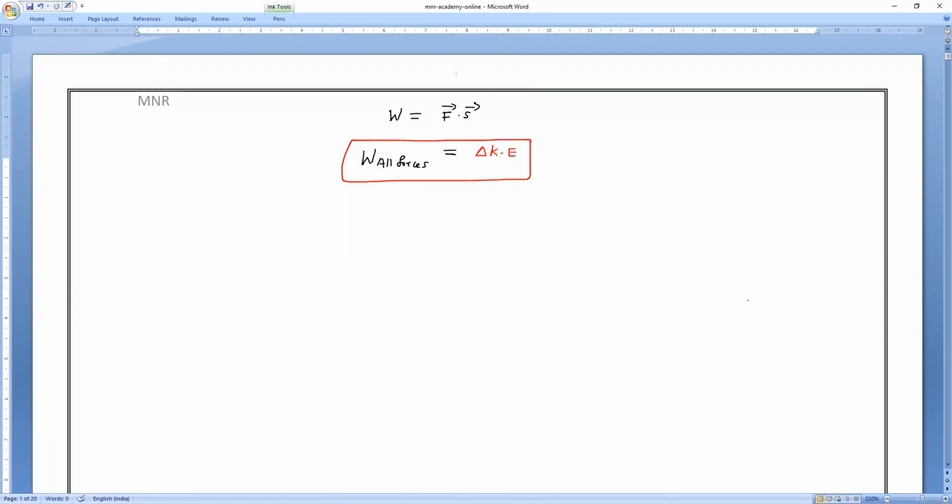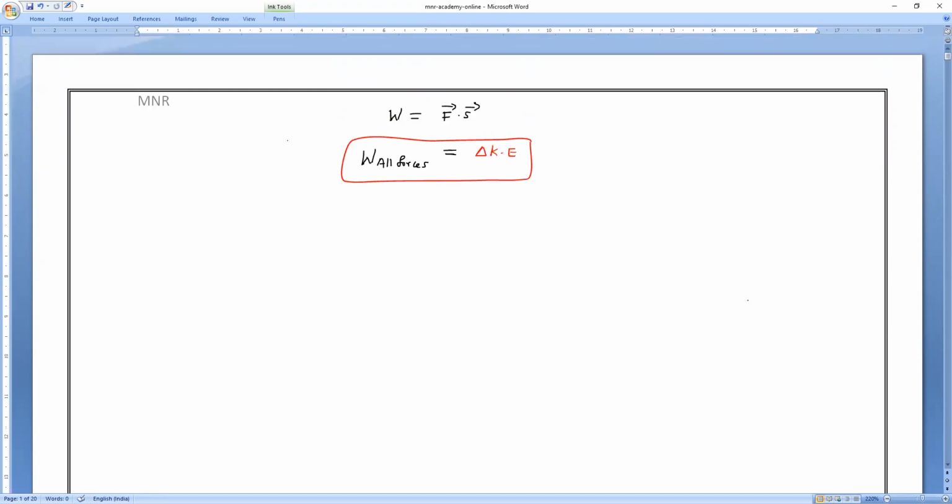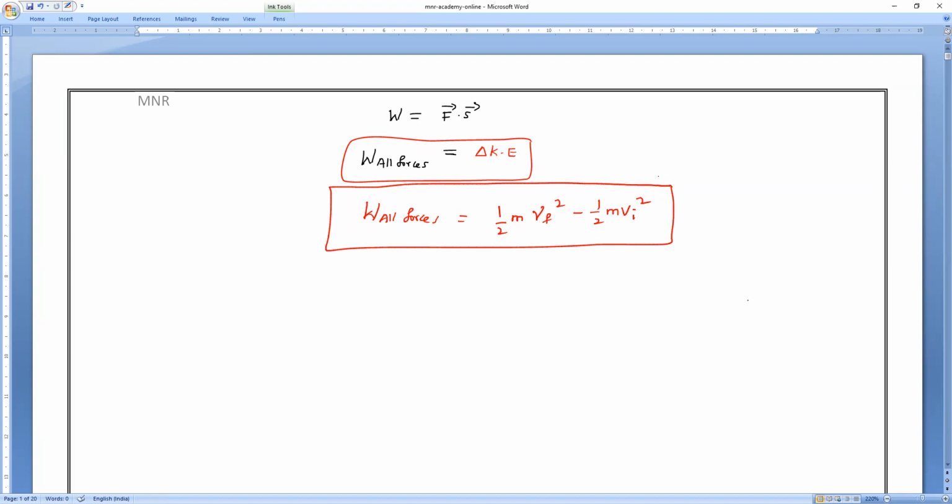Am I right or wrong? Everybody clear? So the work energy theorem says that work done by all the forces is equal to, what is that, guys? Change in kinetic energy. Am I right or wrong? So now let us see. Change in kinetic energy means final kinetic energy minus initial. So work done by all the forces is equal to half m final velocity square minus half m initial velocity square.